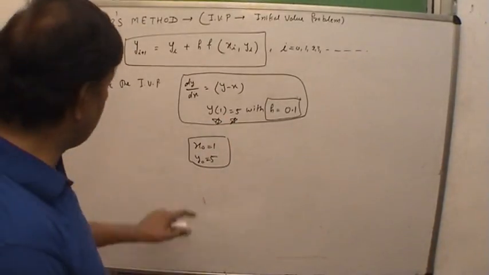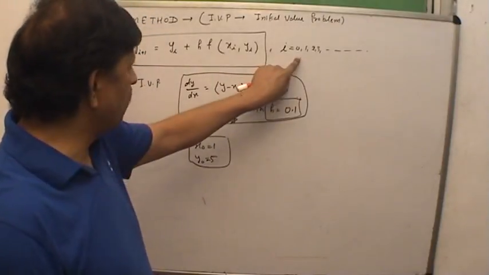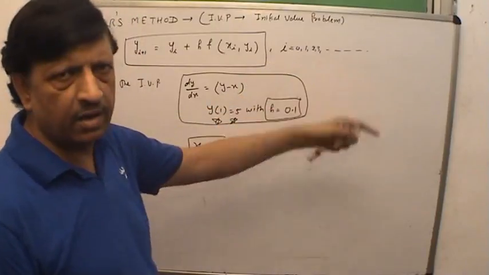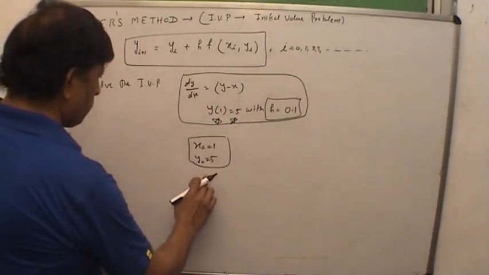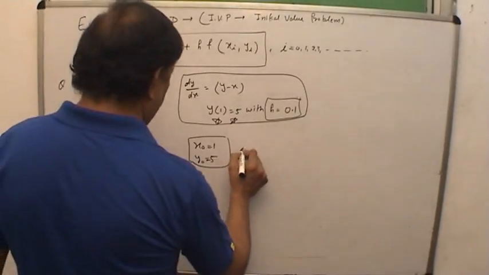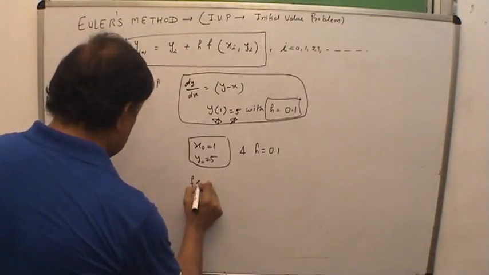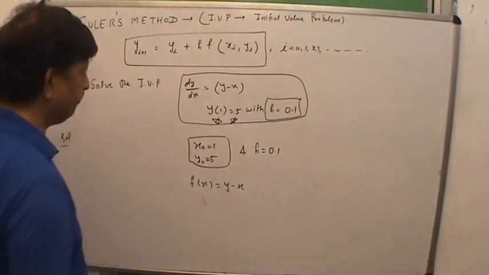You can start with x1, y1, and here I have taken the values from 0 to 1 to 3. You can take it for 1, 2, 3 and so on. There is no difference. Here x0 is equal to 1, y0 is equal to 5, h is equal to 0.1 and the function is y minus x.